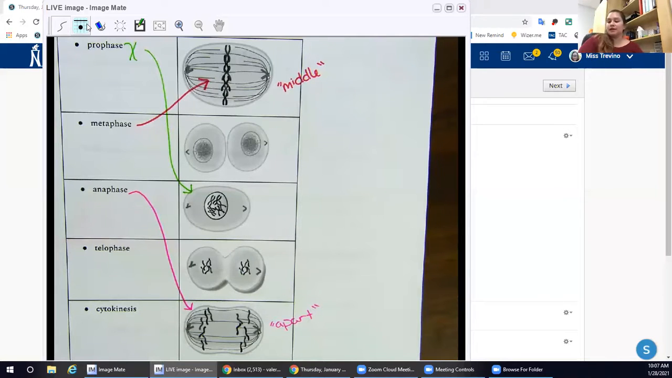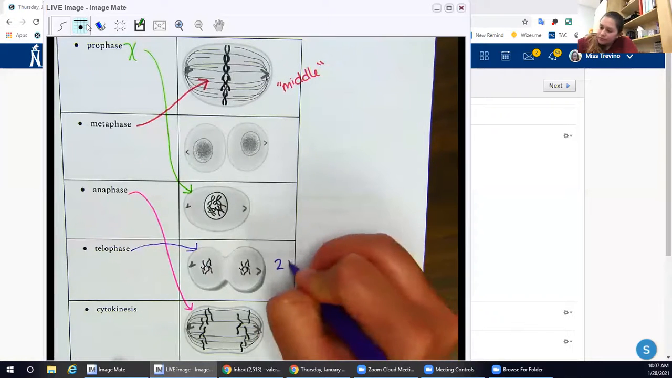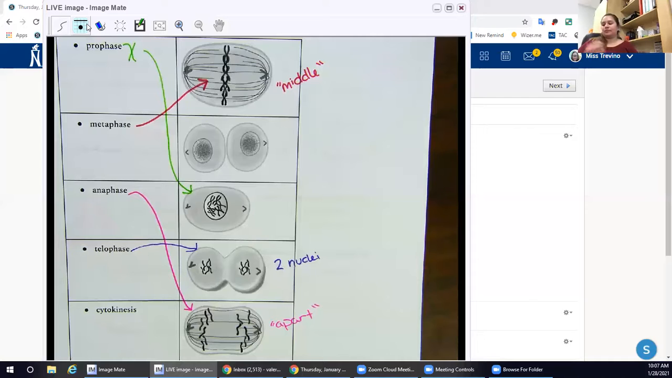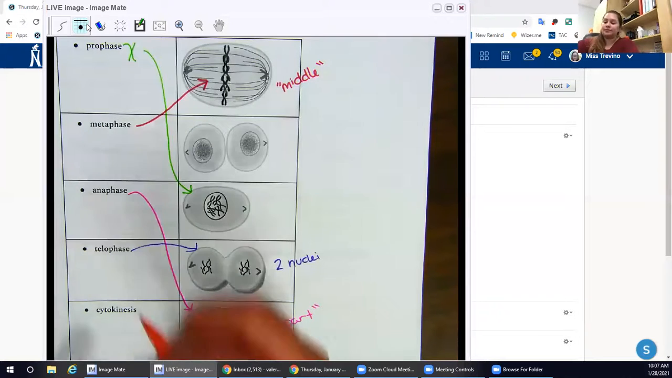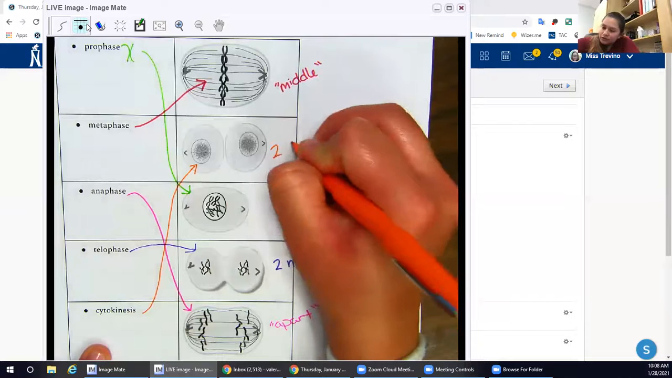Then during telophase, we have 2 nuclei. The cell's not apart yet, just the nucleus. We have 2 nuclei that are separated from each other, but not the cell yet. And then finally, cytokinesis, that's when we have 2 cells.